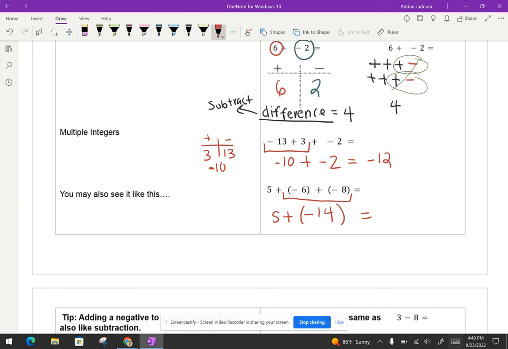Again, you could draw out 14 negatives and 5 positives and see what you get. Or again, we can use our chart. So I would have 5 positives and 14 negatives. The difference between these two numbers, 14 minus 5, is 9. And because the bigger number is negative, my answer is negative. So my answer is negative 9.